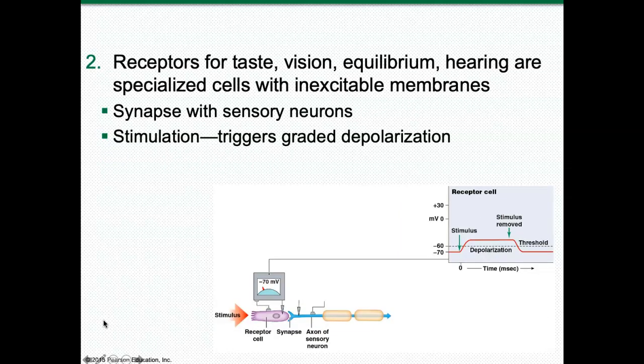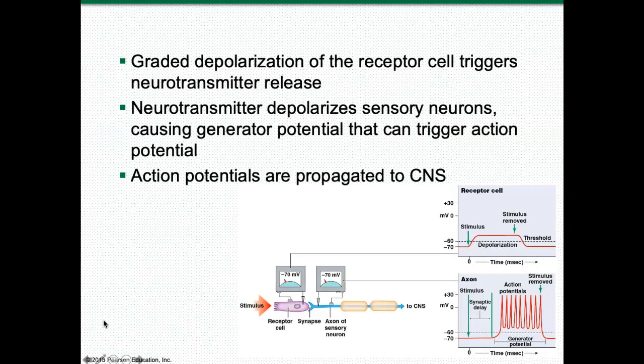Receptors for taste, vision, equilibrium, and hearing are specialized cells with inexcitable membranes. They synapse with sensory neurons. With enough stimulation, it will trigger a graded depolarization. And so, just like you've learned in the nervous chapter as well as in the muscle chapter, a graded depolarization of the receptor cell triggers the neurotransmitter release. The neurotransmitter depolarizes the sensory neurons, causing a generator potential that can trigger an action potential.